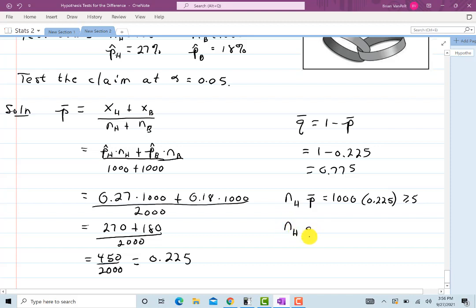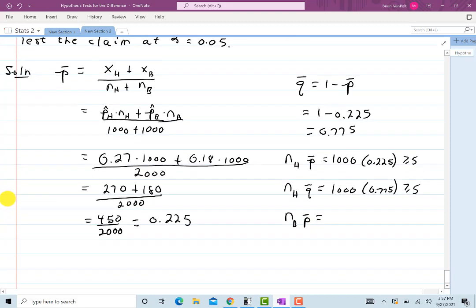nH hat, that'll be 1000 times 0.775. Well, that's 775, so that's greater than or equal to 5. When I do the other two, nP bar, that will exactly be the same as the first computation. That'll equal 225, that's greater than or equal to 5. And then the nQ bar will be 775, and that's greater than or equal to 5. So all that's taken care of.